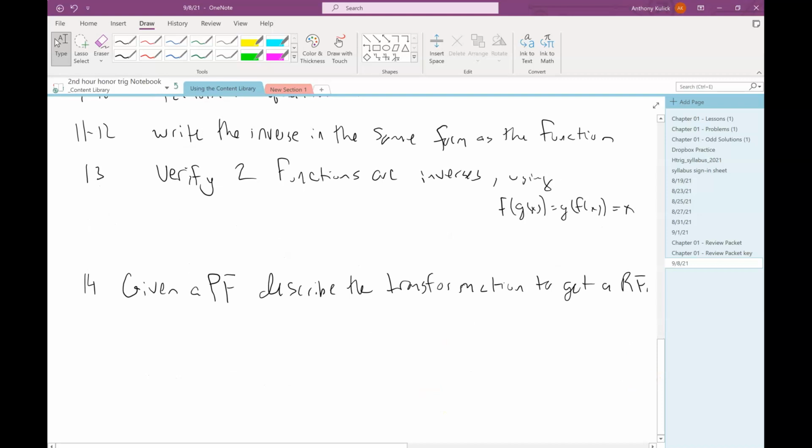So if I give you some parent function, I would ask you to be able to describe the transformation to get some resulting function. So that's like, okay, we did a reflection across the x-axis, we stretched it vertically and shifted to the right 4 places or whatever. Everybody's good with what I mean by that?